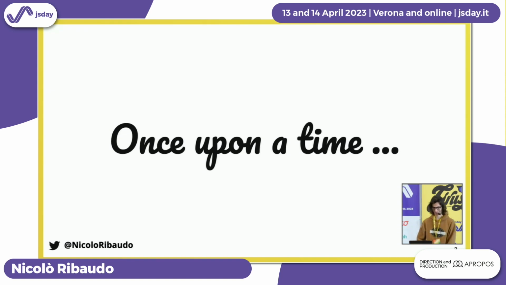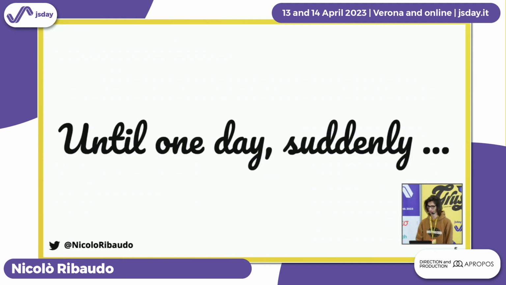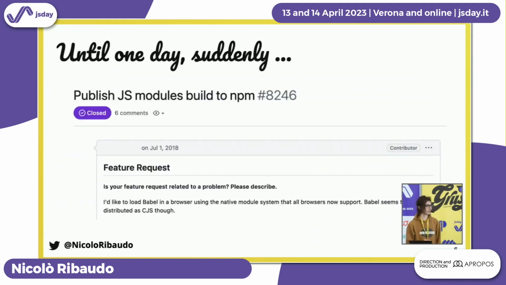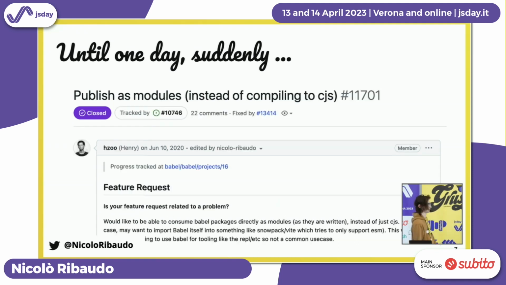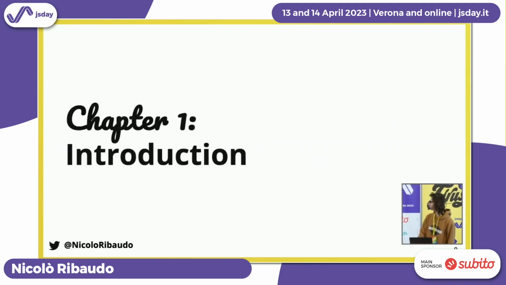Once upon a time, there was a little JavaScript library written using the shiny new import export syntax and published in npm compiled to CommonJS. And it was just living its life, helping millions of developers shipping their JavaScript code. Until one day, suddenly, an issue arrived in its life. And nothing was ever the same anymore. Not only one, others. And our adventure begins here.